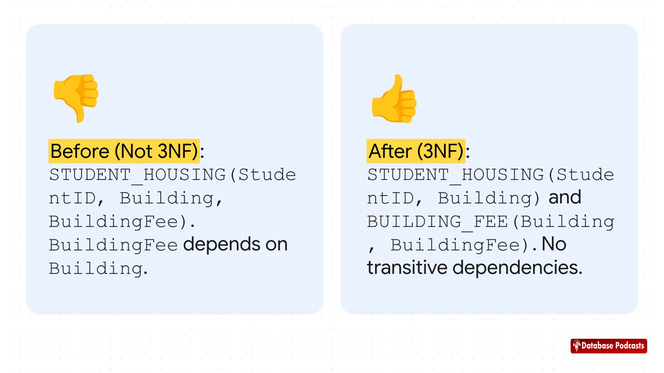Here's a textbook example. In the before table, the student ID determines the building someone lives in, and the building in turn determines the building fee. See the chain? Student ID to building to fee. That's a transitive dependency. And the fix? You guessed it, we break it up. We move building and building fee into their own table, and now both tables are in beautiful 3NF.